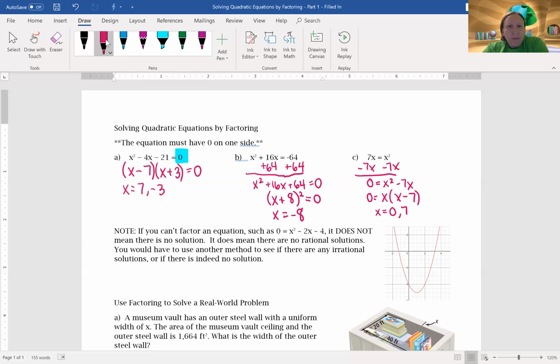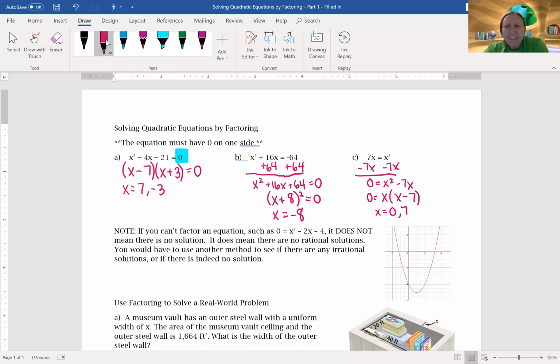I do want to note that if you can't factor an equation, such as this one right here, 0 equals x squared minus 2x minus 4, we can't figure out two numbers that will multiply to negative 4 and add to negative 2. It does not mean there is no solution. It does mean there are no rational solutions. There's no solutions that you can write as fractions.